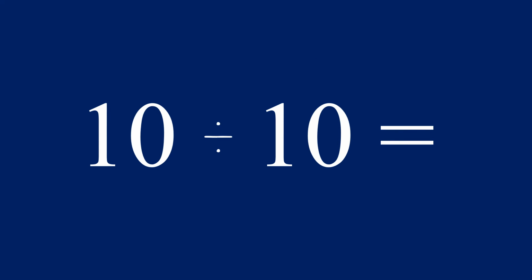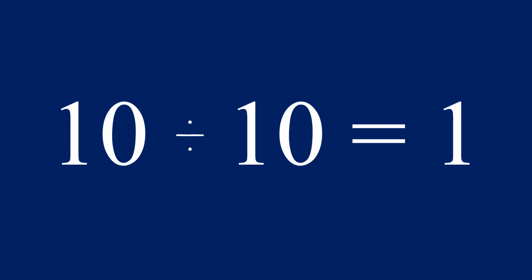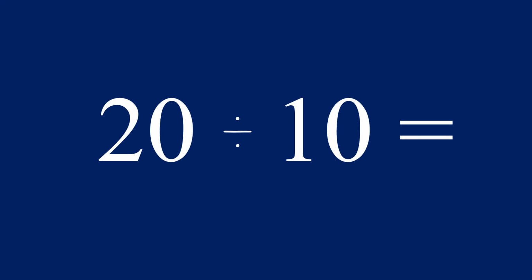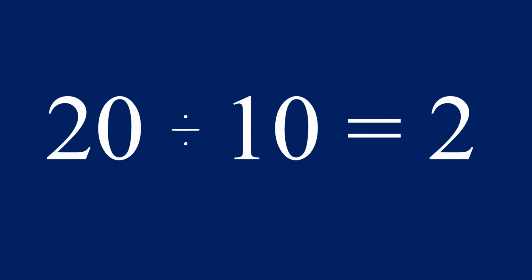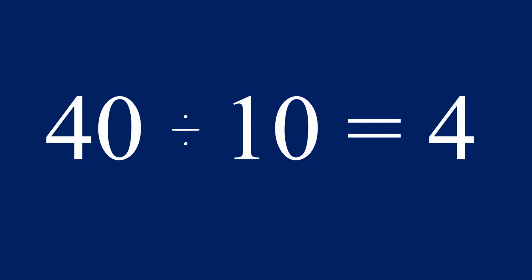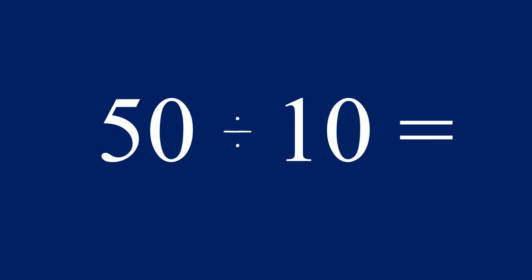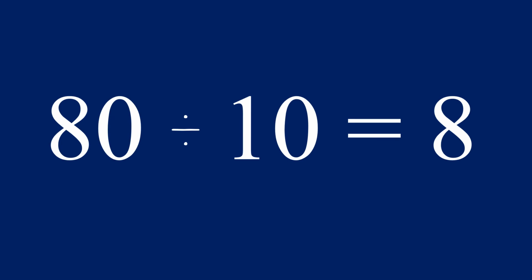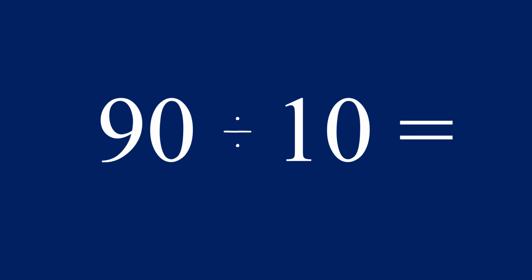Let's begin. 10 divided by 10 equals 1. 20 divided by 10 equals 2. 30 divided by 10 equals 3. 40 divided by 10 equals 4. 50 divided by 10 equals 5. 60 divided by 10 equals 6. 70 divided by 10 equals 7. 80 divided by 10 equals 8. 90 divided by 10 equals 9.